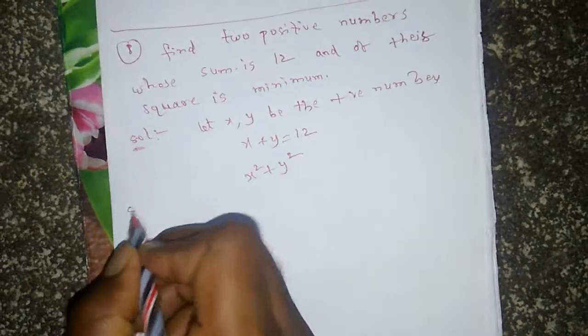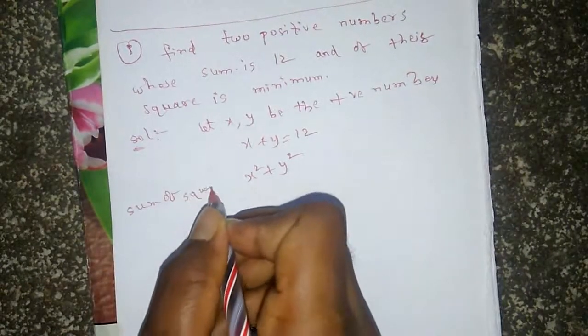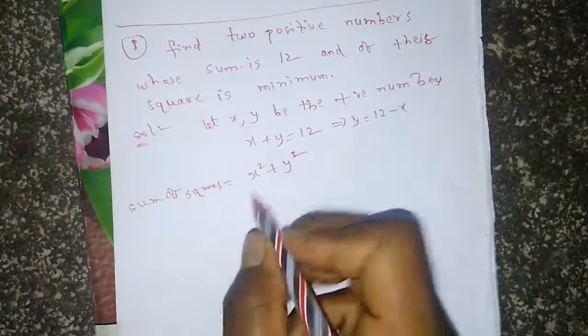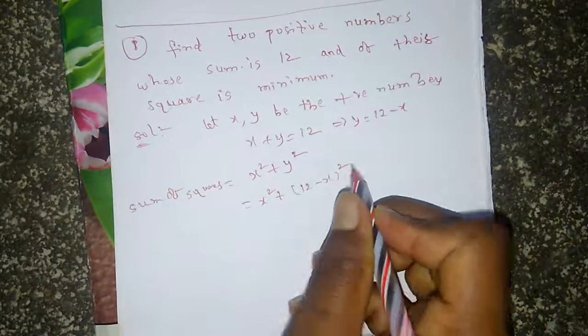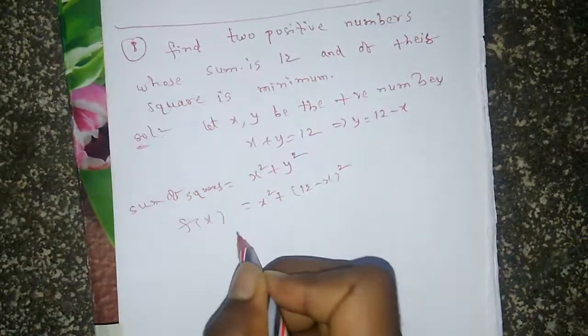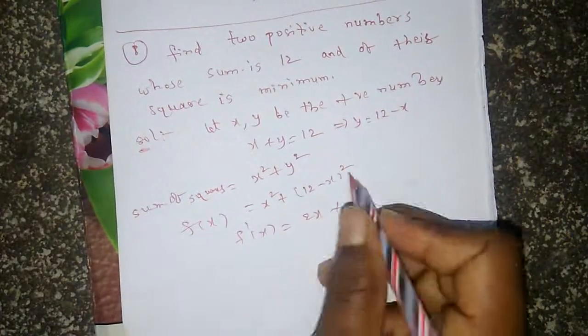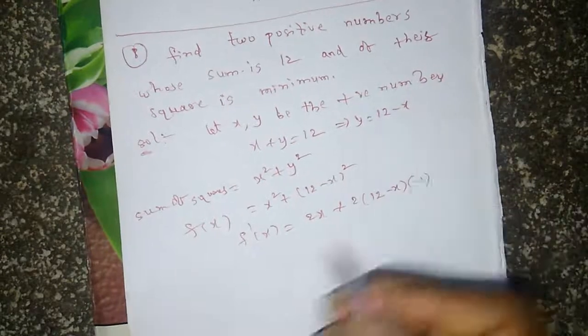So sum of squares is x square plus y square. Here y is equal to 12 minus x. So here x square plus y square means x square plus 12 minus x whole square. Let us take this as f of x. Next find f dash of x, that is x square derivative is 2x, plus 2 into 12 minus x into minus 1.